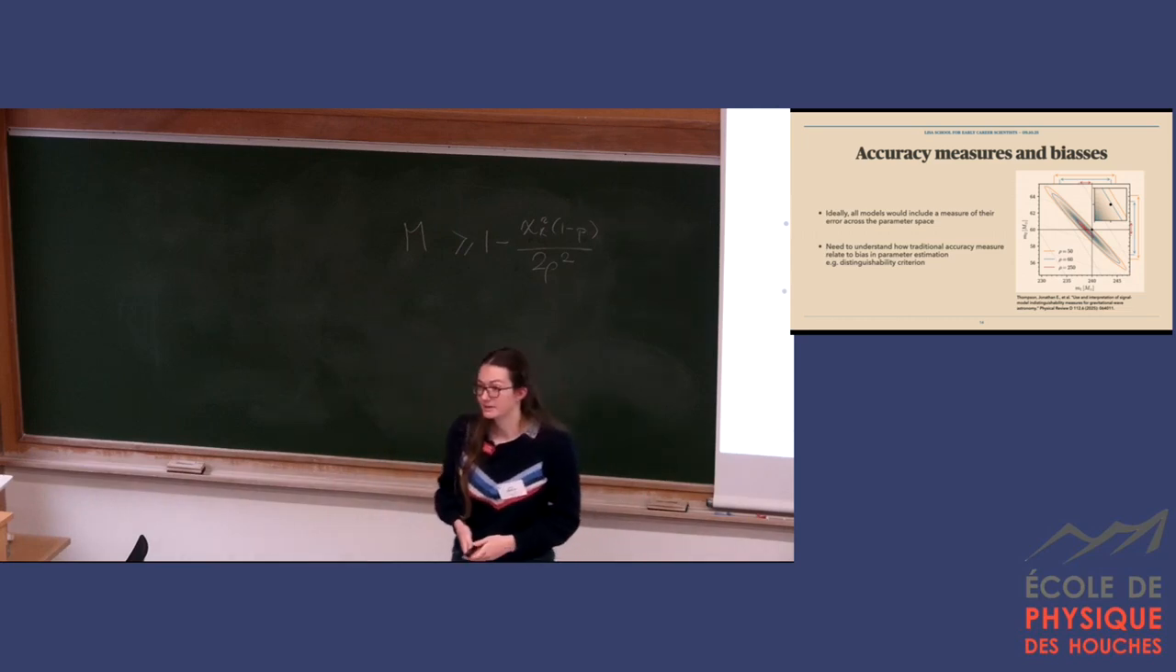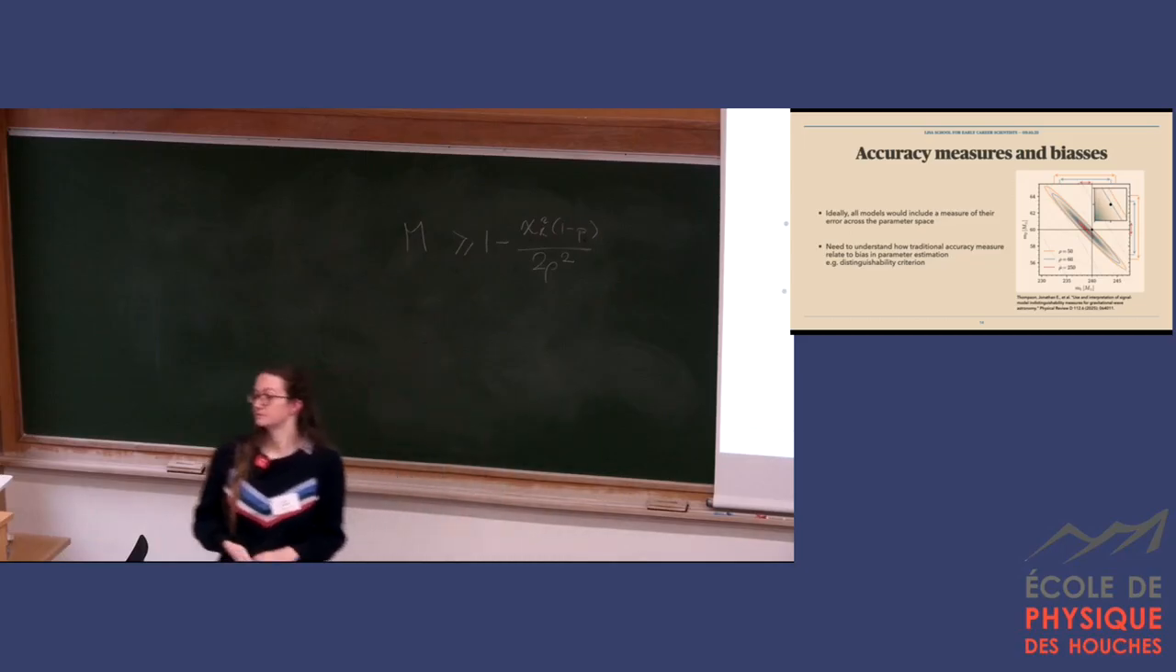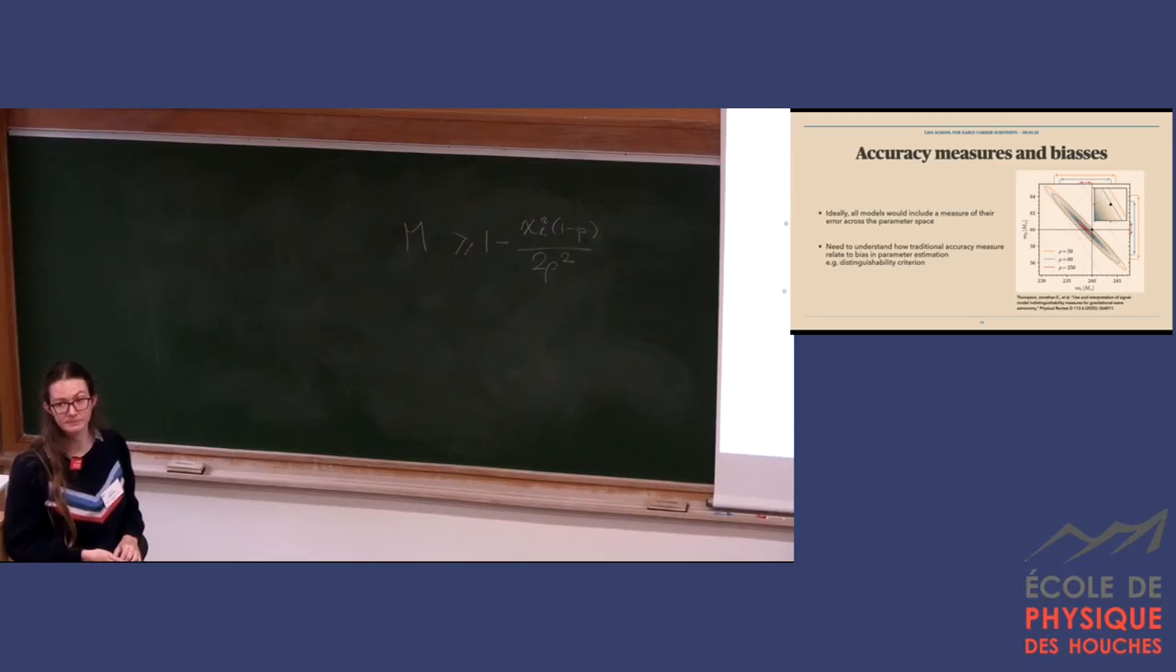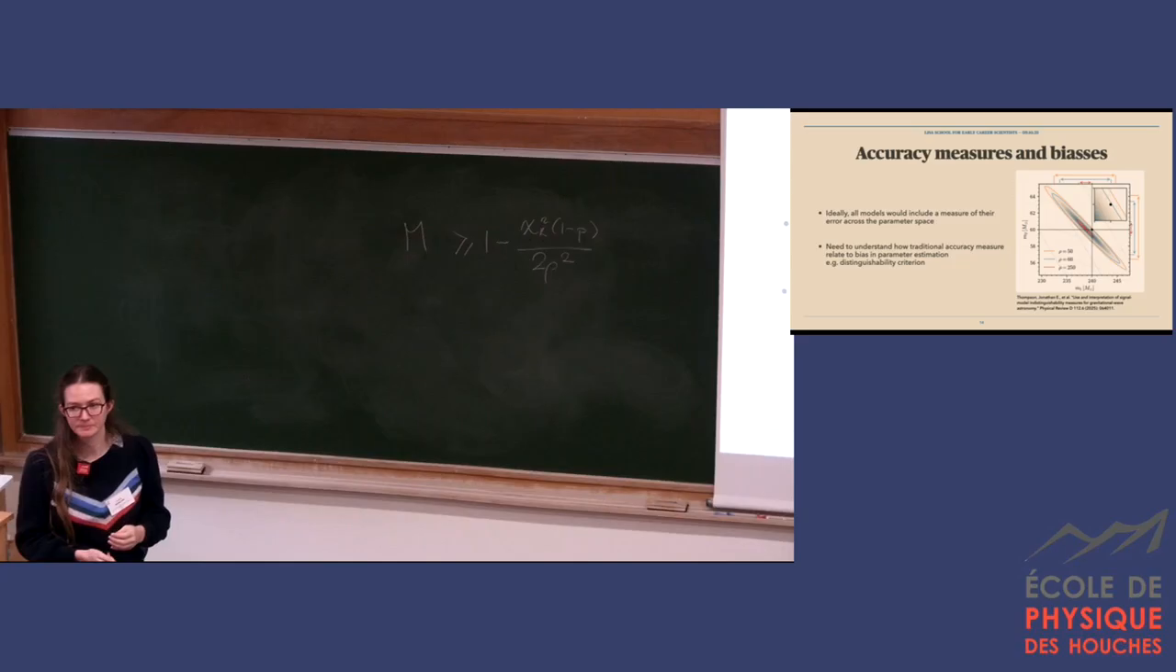Eleanor, did I understand correctly the idea behind this is that you require that the potential bias due to mismodeling is below the statistical fluctuations or uncertainty that you would get from your inference? Yes.